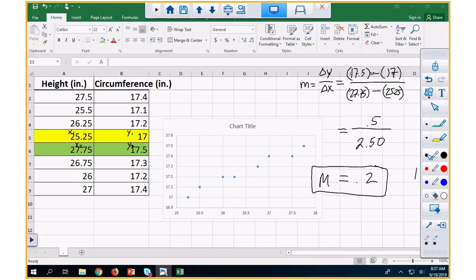Good. Now I'm going to pick the first point because it's got a whole number, 17. So y minus 17 is equal to 0.2 times x minus 25.25. y minus 17 is equal to 0.2x minus, what is 0.2 times 25? 5.05. I'm sorry. So y is equal to 0.2x minus 5.05 plus 17, which is 11.95. Yeah, that's right.